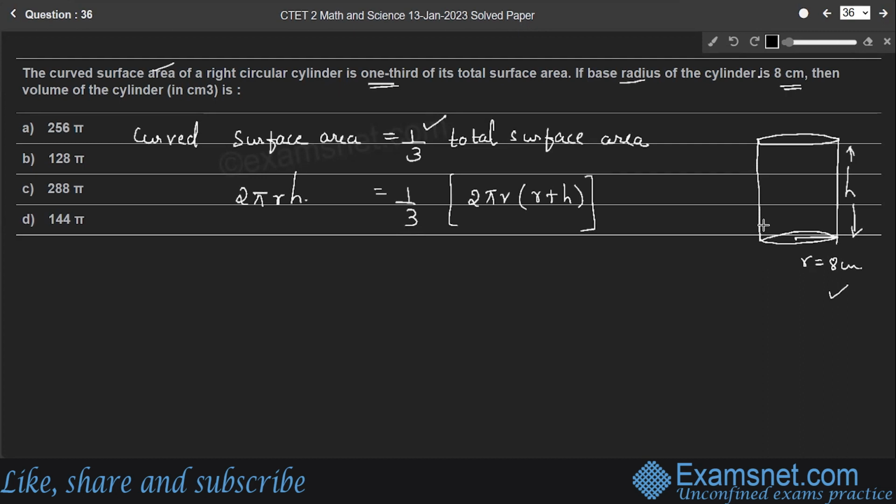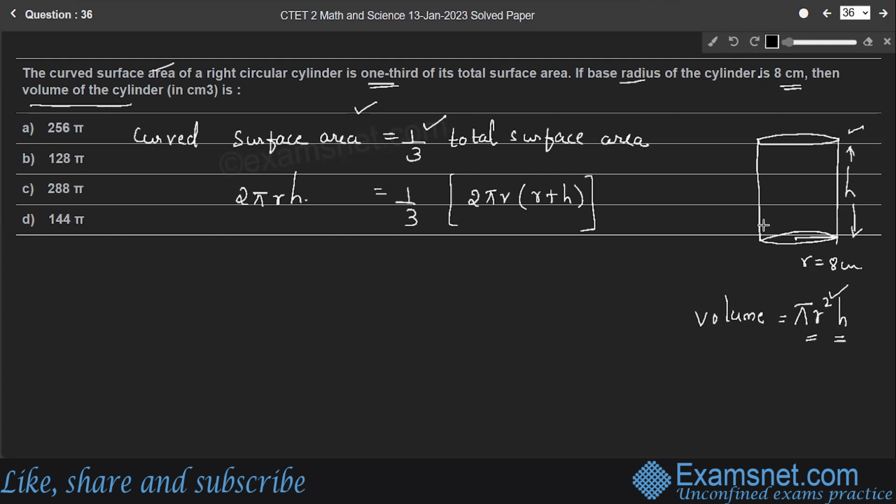So, here what is asked in the question? Volume of the cylinder. So, here to find volume of the cylinder, we are using pi r square h. We need base radius and height of the cylinder. So how to find height of the cylinder? Using the given relation. So 2 pi rh is equal to 1 by 3 into 2 pi r into r plus h. Let us simplify this, right?